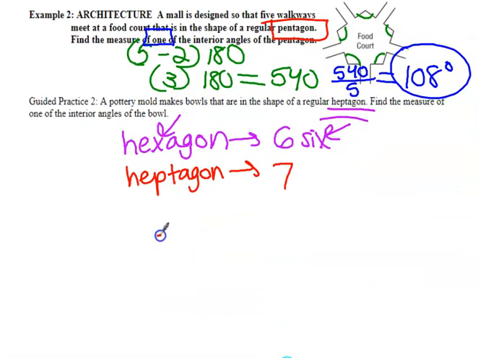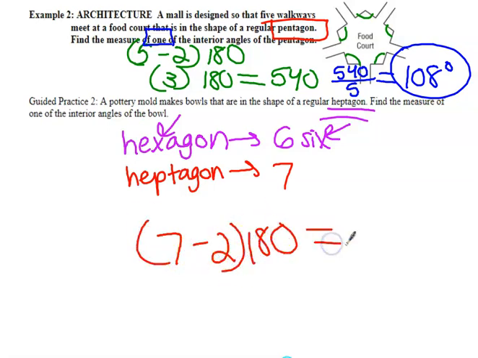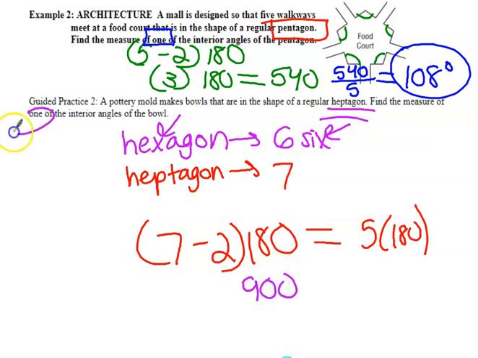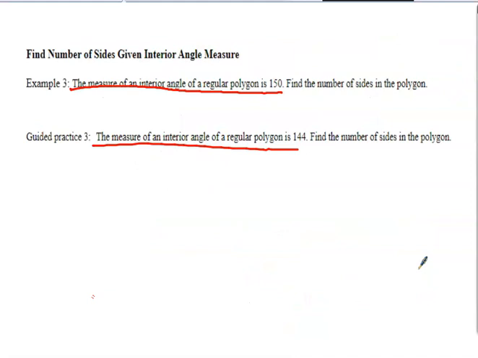Let's plug it in. So 7 minus 2 times 180. So 5 times 180. And that equals 900. But it asks for just one of the interior angles. So what do we do? Divide by 7. So 900 divided by 7. And we get some crazy number. So roughly 128.6, roughly. Okay? All right, you guys.